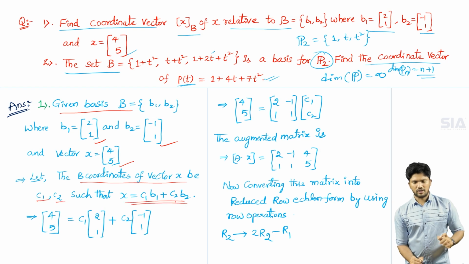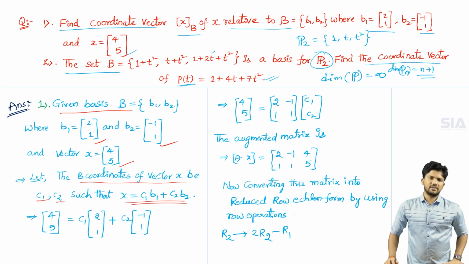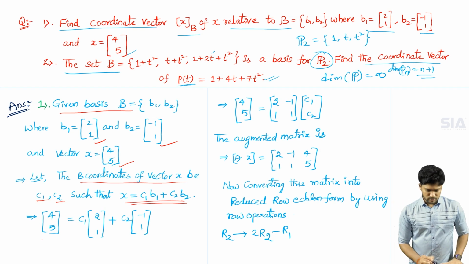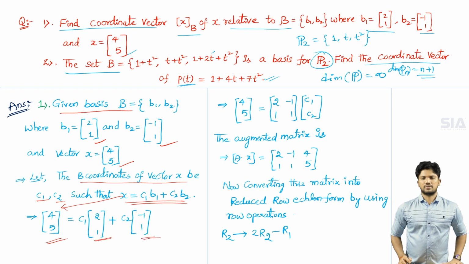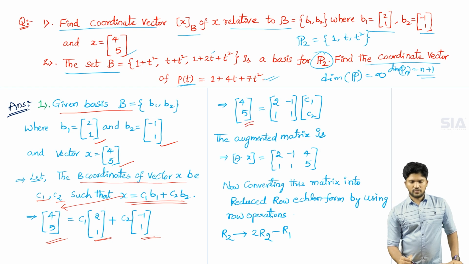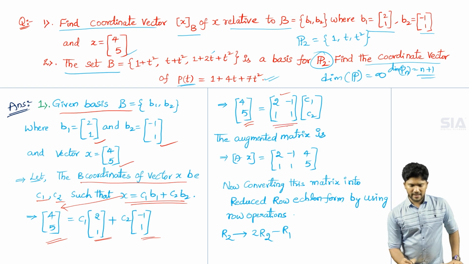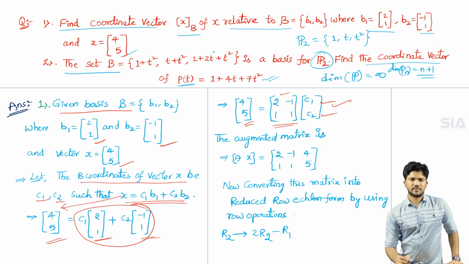What is that equation? Linear combination for the coordinates and vectors. So therefore small x is equal to C1 B1 plus C2 B2. So substitute the corresponding values. X value (4, 5) equal to C1 into B1 value plus C2 into B2 value. So (4, 5) is equal to C1 (2, 1) plus C2 (-1, 1). You can write that as a coefficient matrix [2 -1; 1 1] times [C1; C2]. This linear combination we can write in this format only.